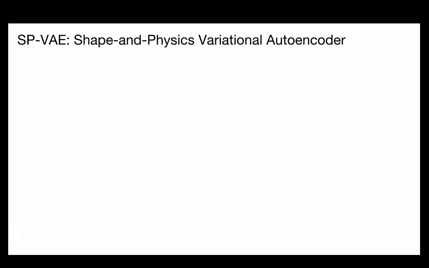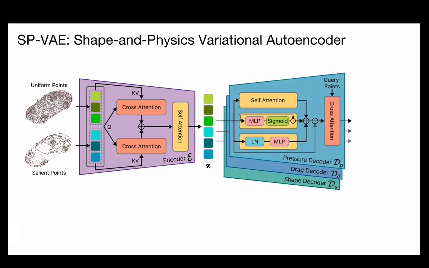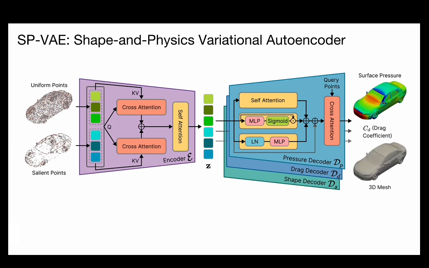A major challenge for this method is that standard VAEs typically encode only shape, making physical properties unrecoverable from the latent space. To solve this problem, we propose the Shape and Physics Variational Autoencoder, SPVAE. Unlike traditional models, SPVAE embeds both 3D shape features and physical information into a unified latent space. As shown on the right, this allows us to decode not just the 3D mesh, but also corresponding physical attributes like surface pressure and drag coefficients simultaneously.